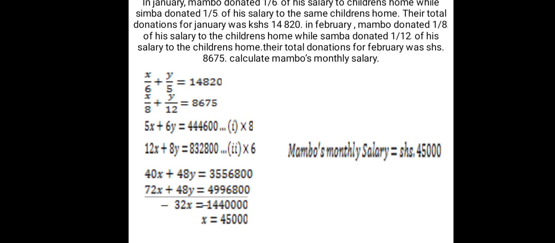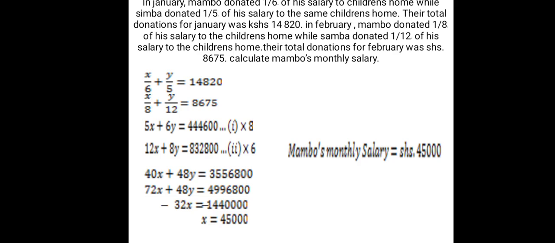Now we can have two equations there. If you have a sixth plus a fifth, assuming that the salary of Mambo is x and that of Simba is y, so you have x/6 plus y/5 is equal to 14,820. That's the first equation. The second one, you have x/8 plus y/12 is equal to 8,675.